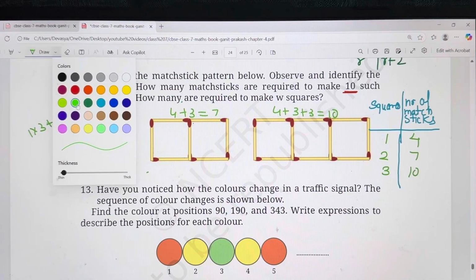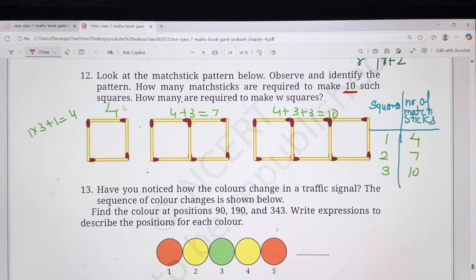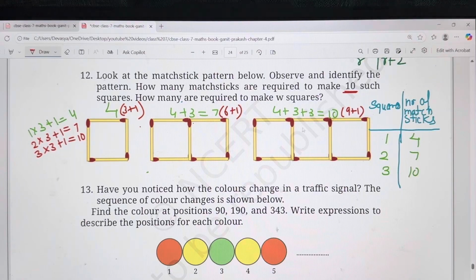4 can also be written as 3 plus 1. 7 can also be written as 6 plus 1. 10 can also be written as 9 plus 1. So they are multiples of 3 plus 1, all the numbers if you observe. So 1 into 3 plus 1 gives you 4. 2 squares, 2 into 3 plus 1, that is 7. 3 squares, then 3 into 3 plus 1 means 10. That is what we established from this diagram.